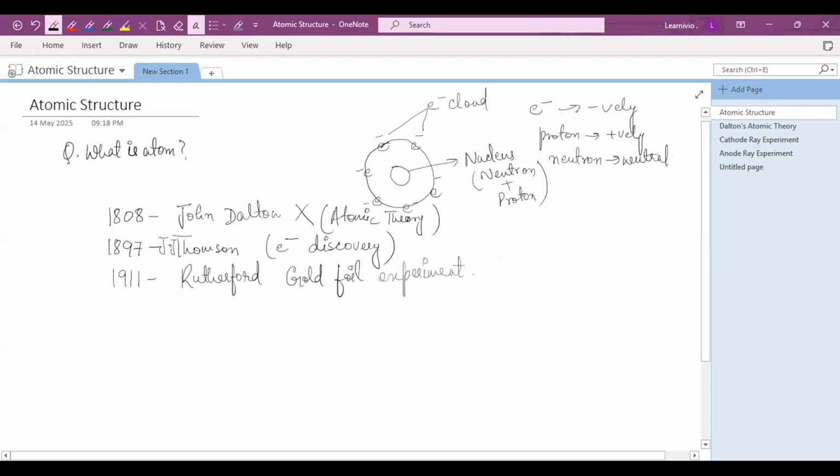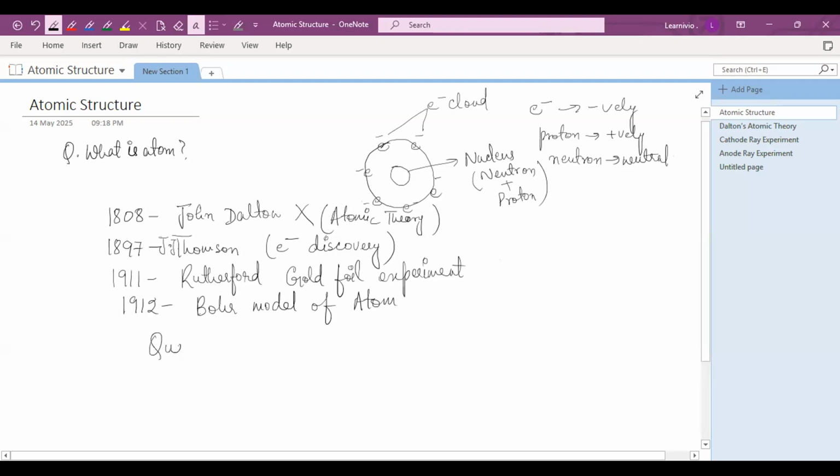Right? इससे प्रोटॉन की डिस्कवरी हुई. Further, in 1912, Bohr's model of atom was given. Bohr's model of atom. But at that time, this model was very, very popular. जब ये model दिया, Bohr model of atom, तो at that time ये बहुत ही popular हुआ. But after some time ये भी fail हो गया.